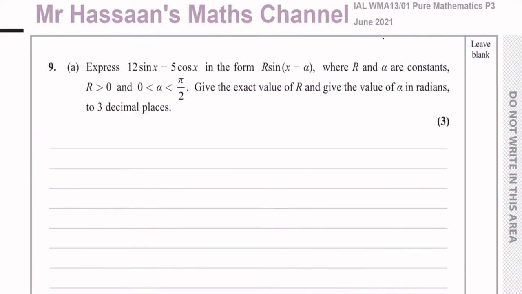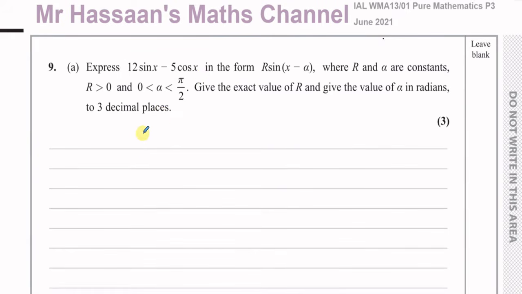Hassan's Maths channel, and I'm now answering question number 9 from the International A-Level Edexcel June 2021 P3 exam, Pure Mathematics P3. This question is about the addition formula of trigonometry. You have an expression, 12 sine x minus 5 cosine x, and we're asked to express it in the form r sine (x minus alpha), where r and alpha are constants. R is positive and alpha is between 0 and pi over 2. Give the exact value of R and give the value of alpha in radians, as mentioned here, to 3 decimal places.